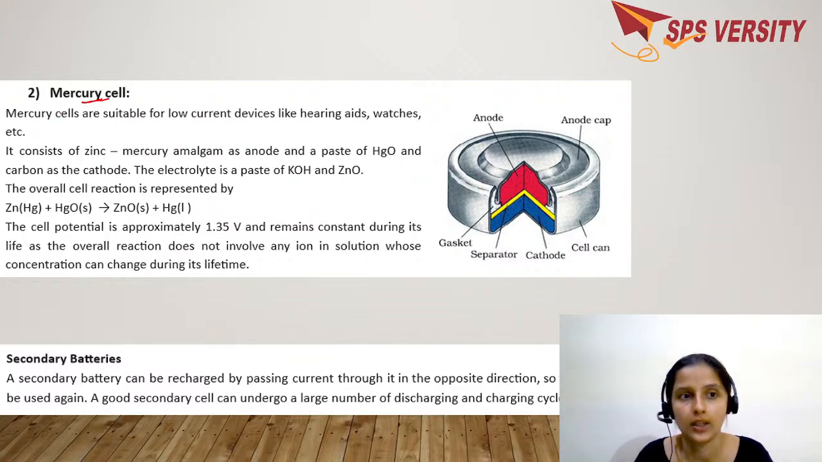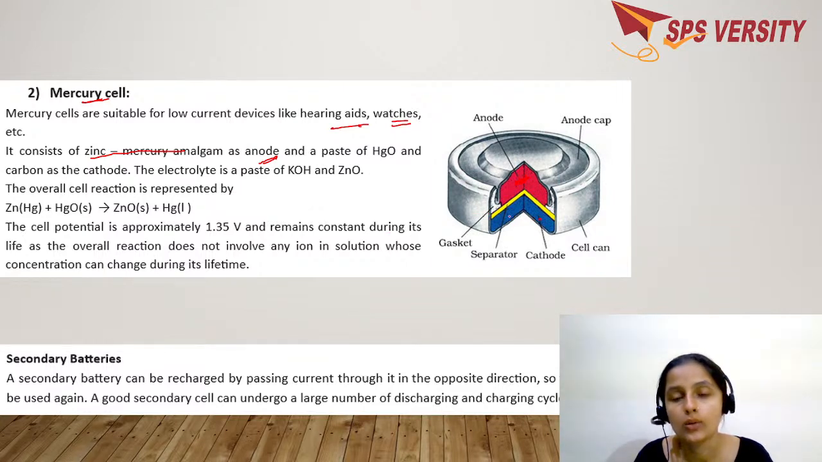Because it contains mercury, this is used in hearing aids and watches, where you don't need much potential. Okay, so what does it consist of? It consists of zinc mercury amalgam, which is used as an anode, here inside, the red colored one. And if you see here, the cathode is a paste of mercuric oxide and carbon.